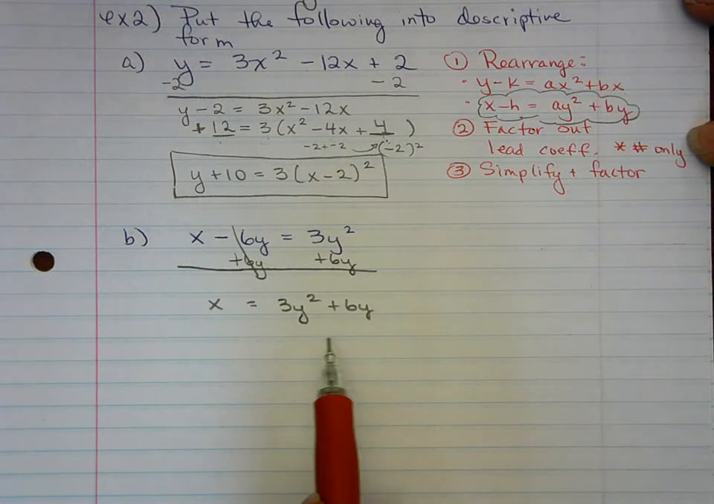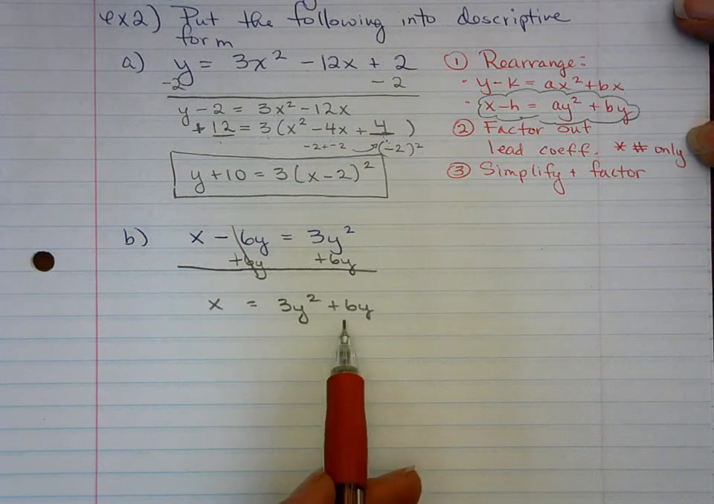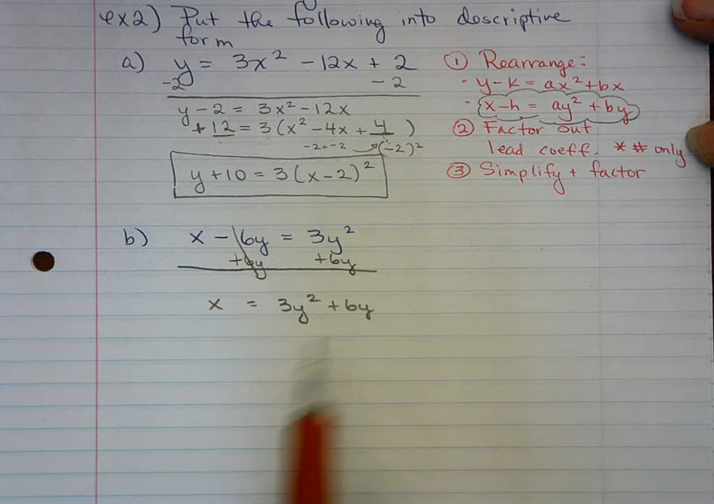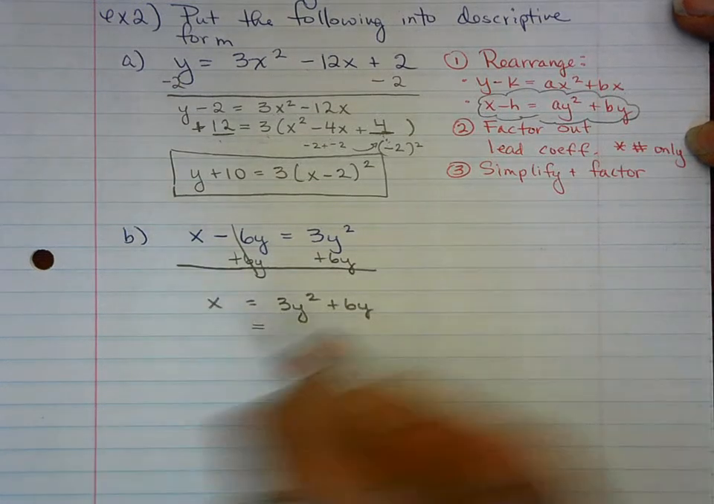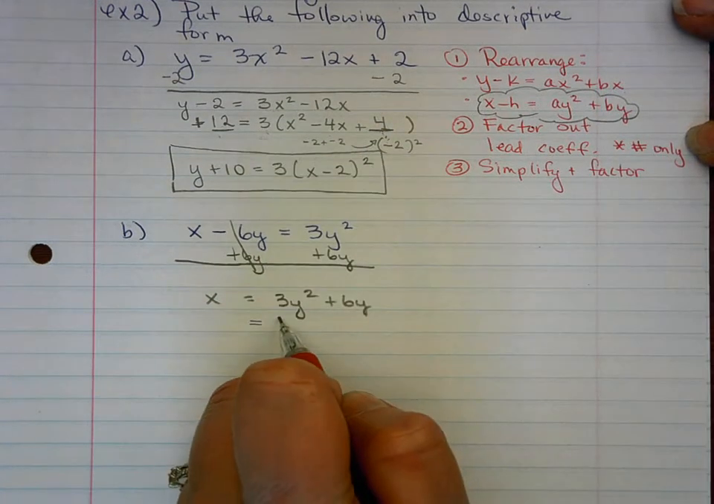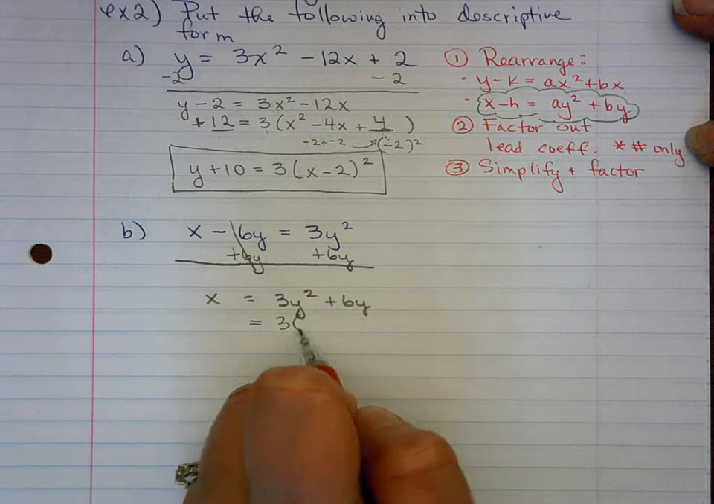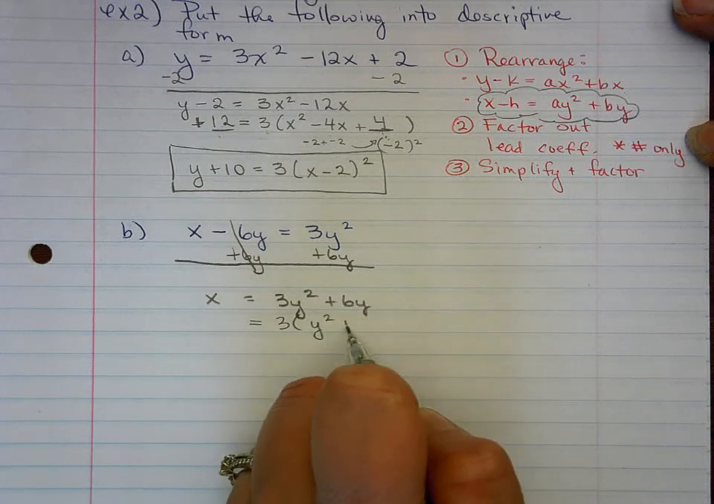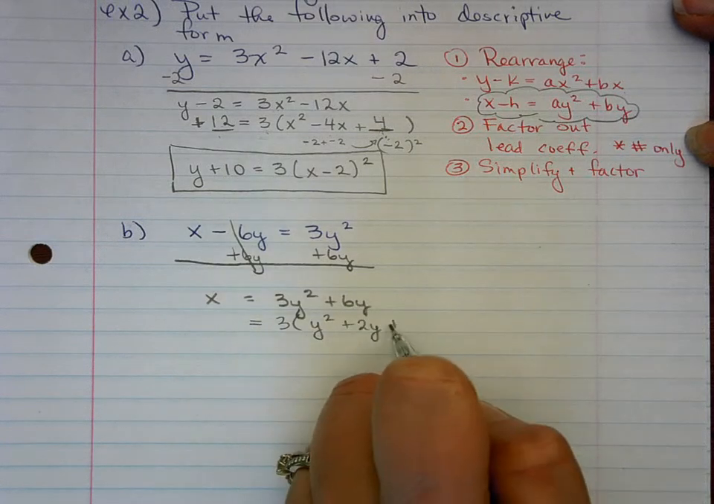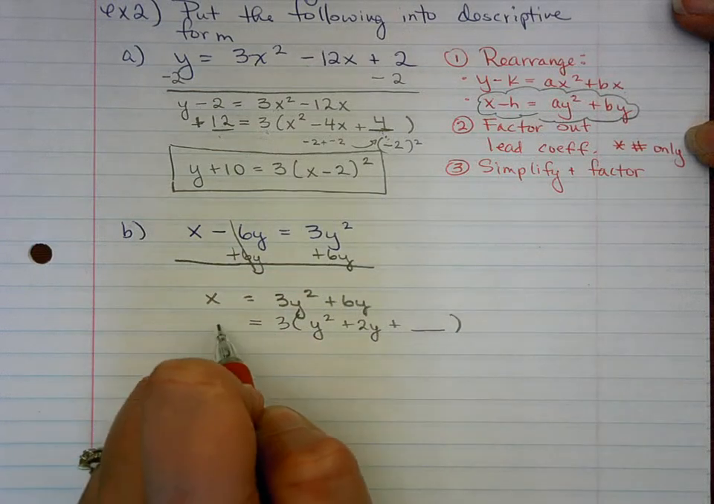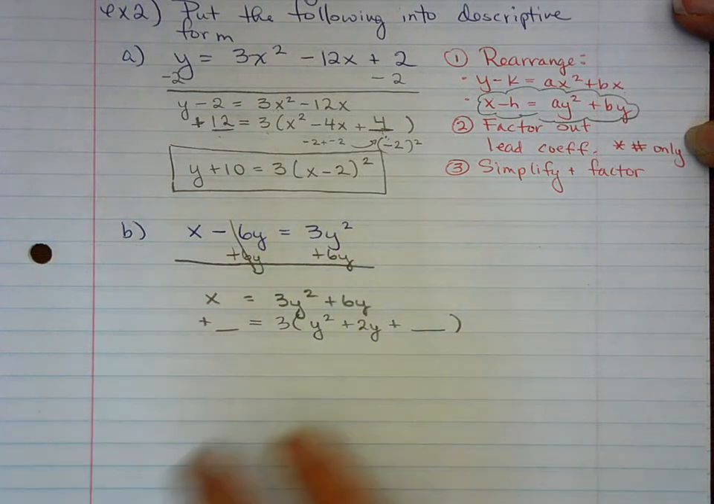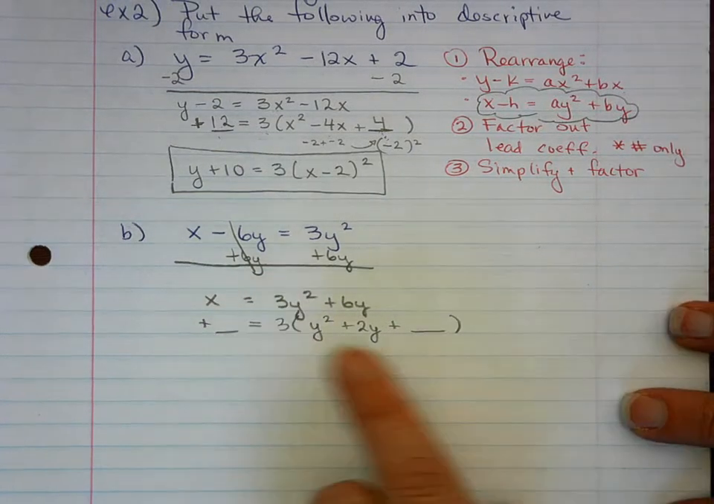So we want to factor out the leading coefficient, the number only. So what am I going to factor out of both of those? Okay. And then we want to do the number only, so we're going to factor out. Okay, good. And then whatever I add to one side, I have to add to the other.